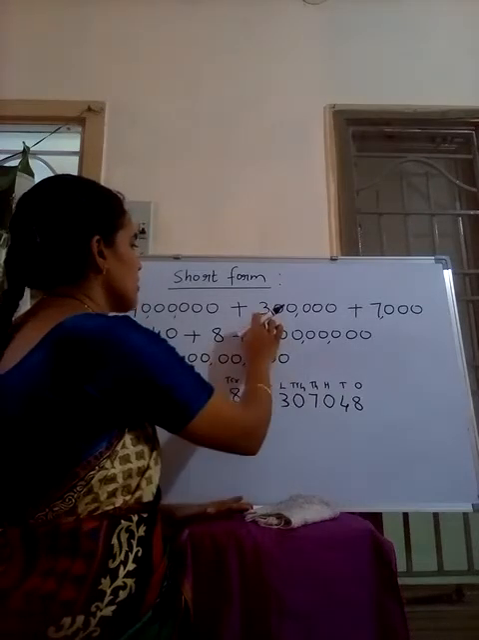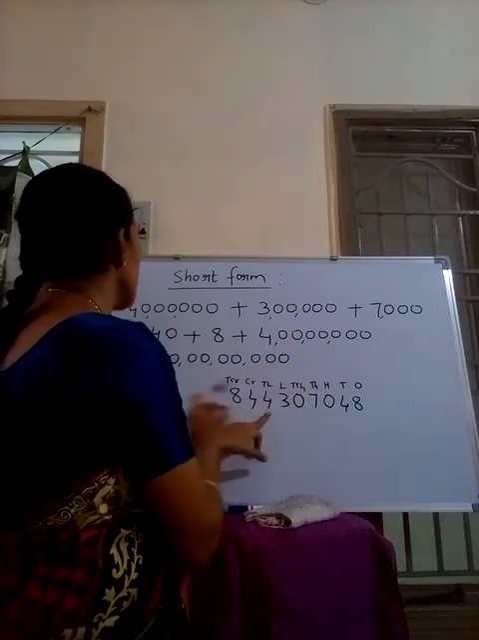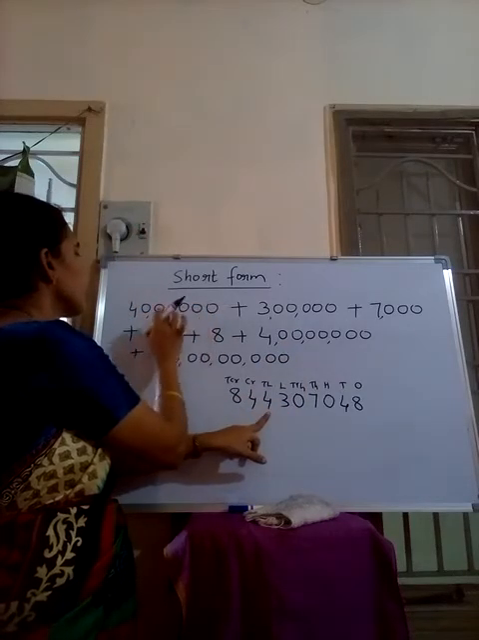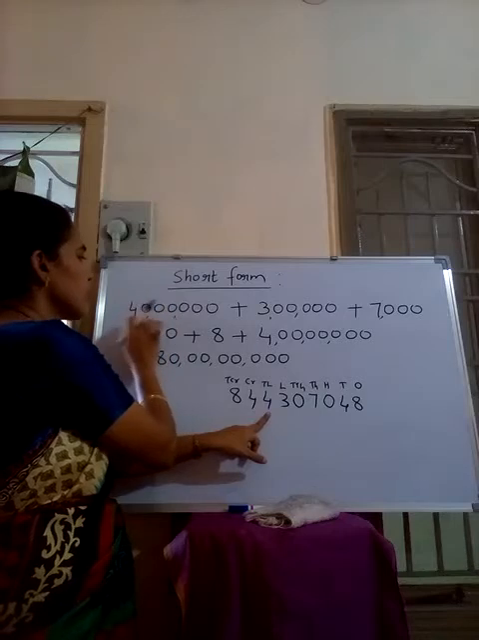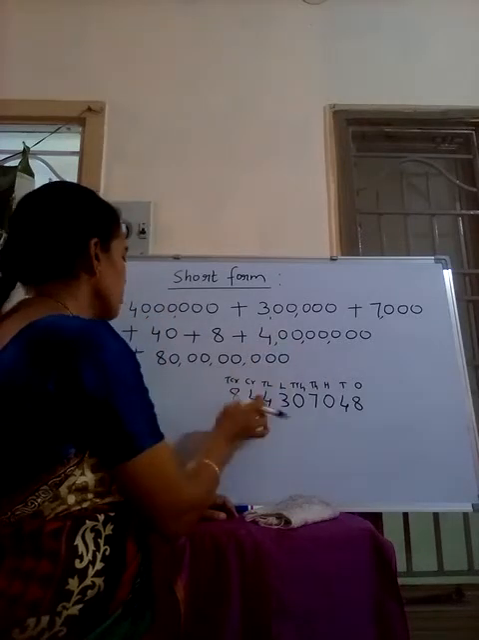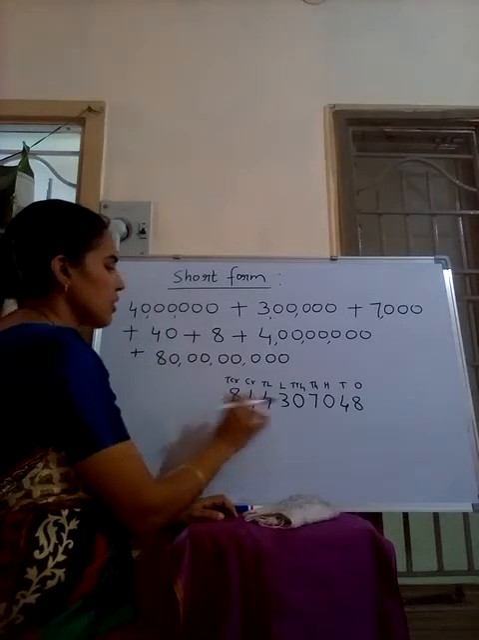Lakhs, lakhs are 3, 3 lakhs. And then 10 lakhs, how many are there? 10 lakhs plus 4, that is 40 lakhs. Crores are again 4. And then 10 crores are 8.